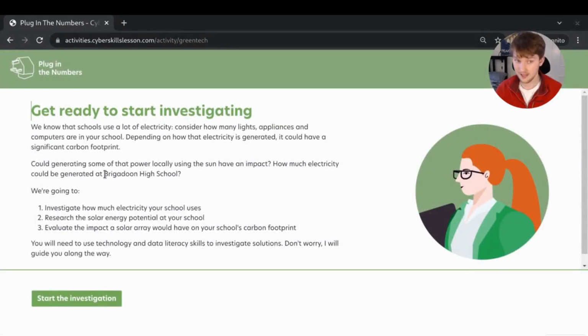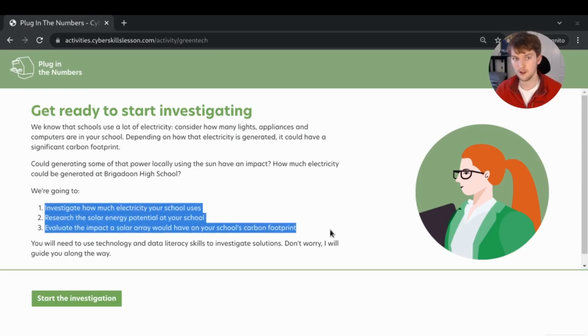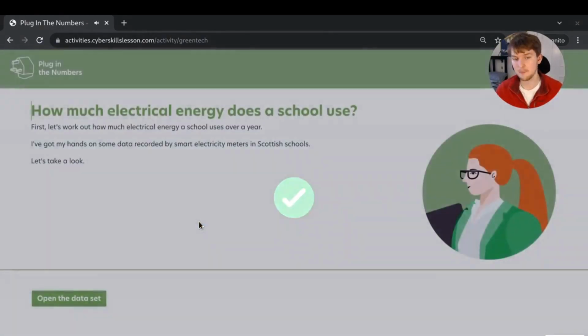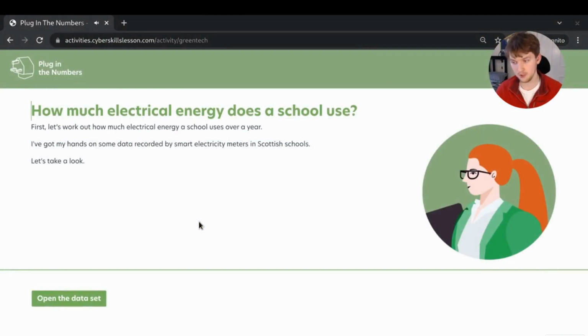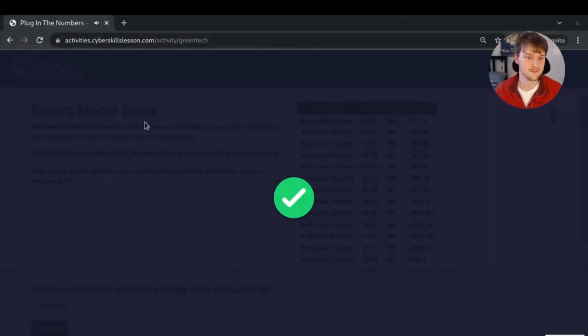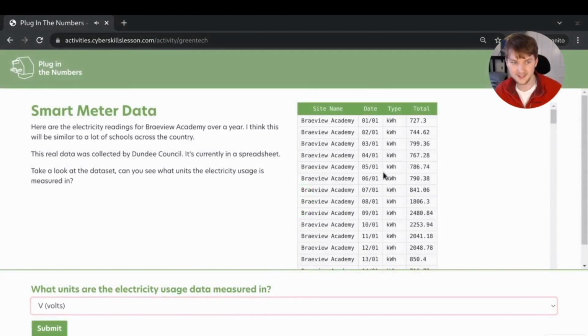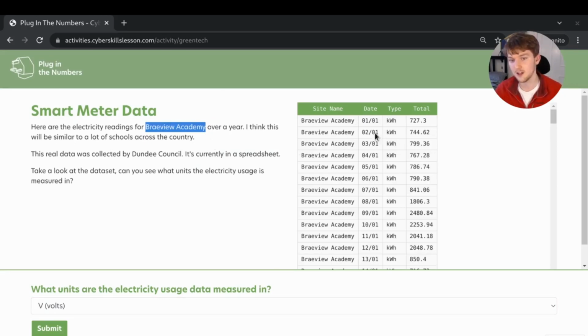Okay, so let's get investigating. We're going to investigate these three things. The first one that we're going to be looking at is a sample energy data set for a school. We're going to try to draw some inferences from it and understand the trends that it's showing us. So let's open the data first of all. This is the data set here. It's for Braveview Academy. We're just going to use this as a case study to look at.